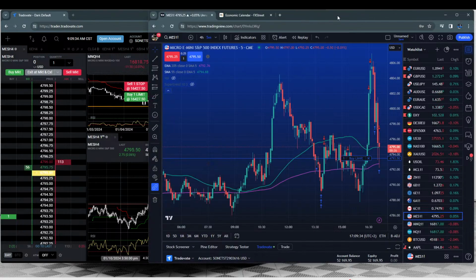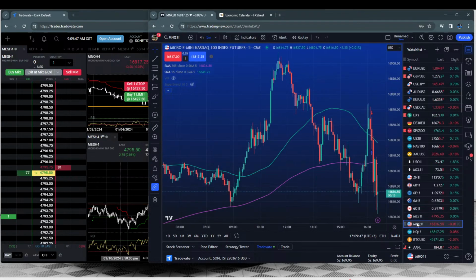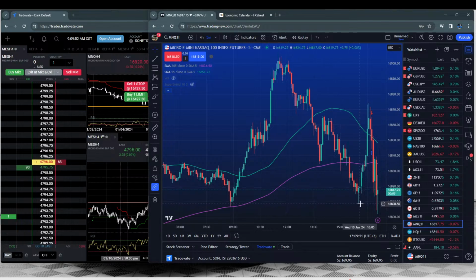Still momentum pointing higher. Sorry. Let's check the Nasdaq. Nasdaq also, I think it's gonna push higher.